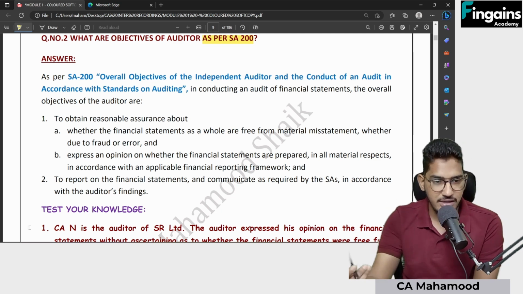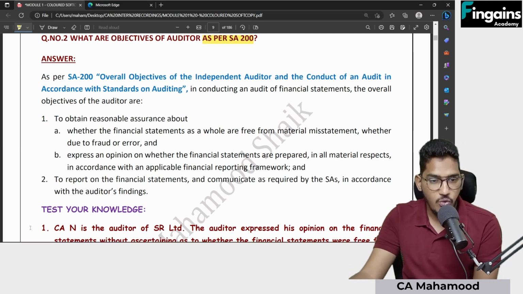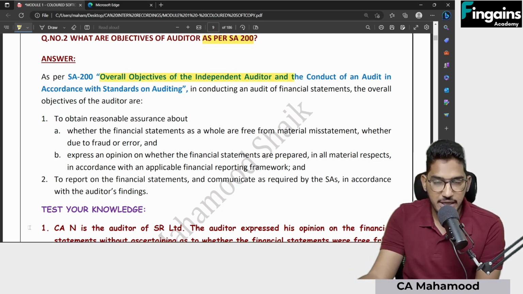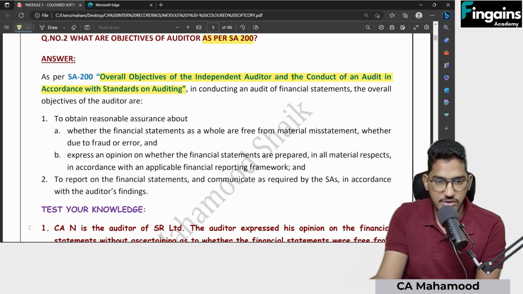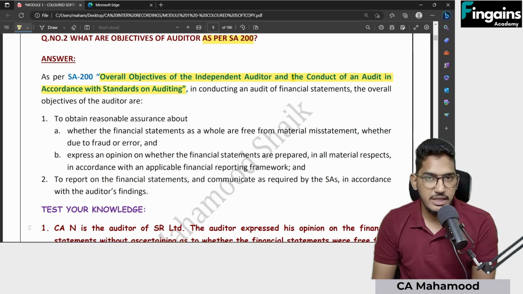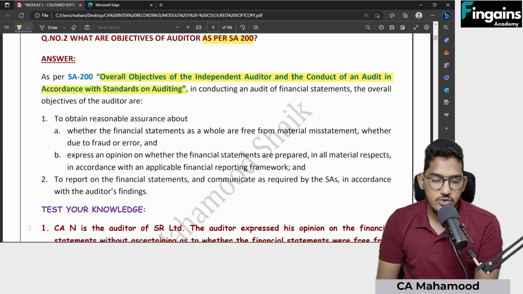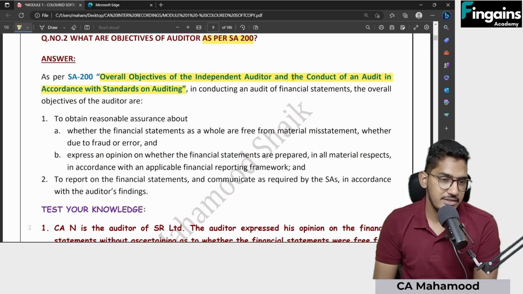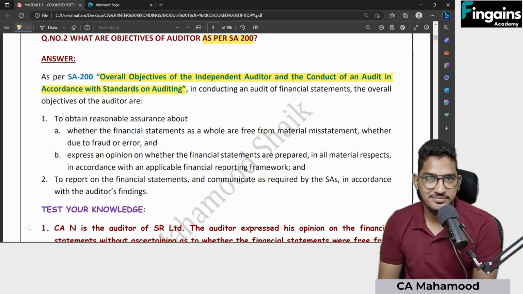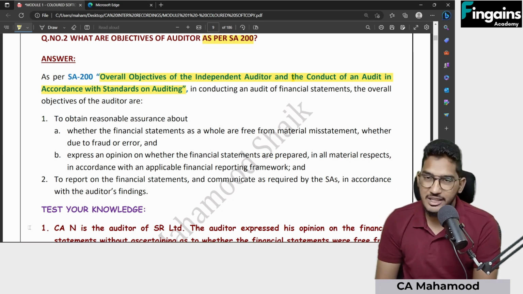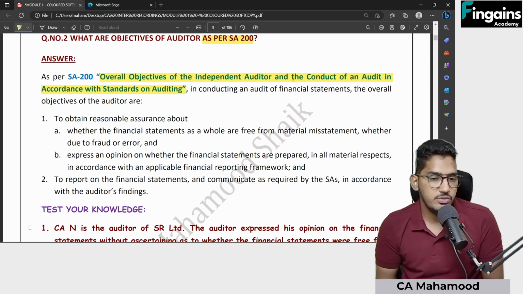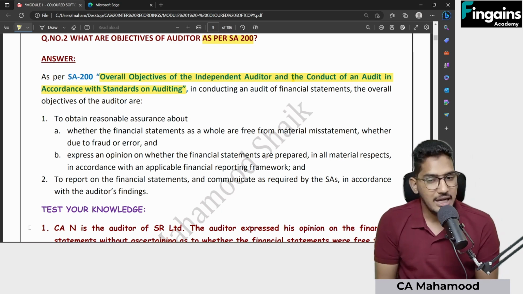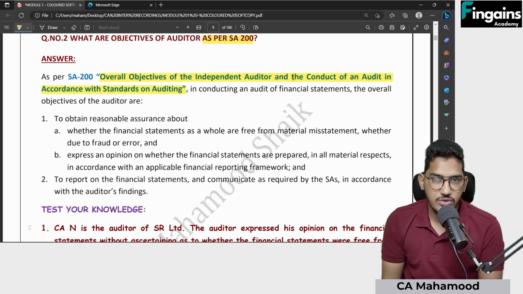The title as per SA 200 is: Overall Objectives of the Independent Auditor and the Conduct of an Audit in Accordance with Standards on Auditing. Whatever lengthy sentence I have read now is not some random sentence; that is the title of the standard SA 200. What is the title of SA 200? Everybody repeat: Overall Objectives of the Independent Auditor and the Conduct of an Audit in Accordance with Standards on Auditing.